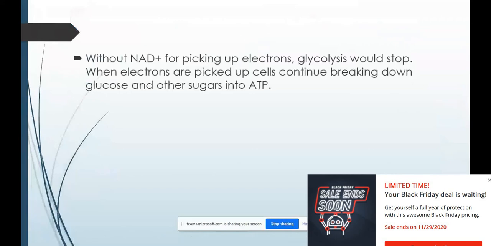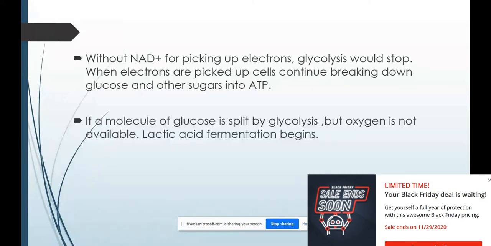Without NAD to pick up the electrons, glycolysis would stop. Once electrons are picked up, cells continue to break down glucose and other sugars to make ATP. If a molecule of glucose is split by glycolysis, but oxygen is not available, lactic acid fermentation begins.